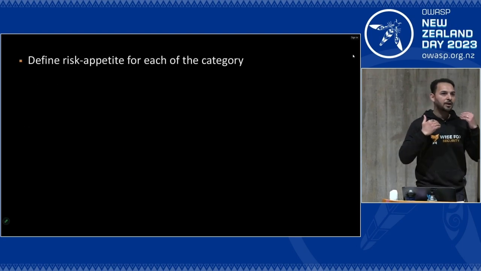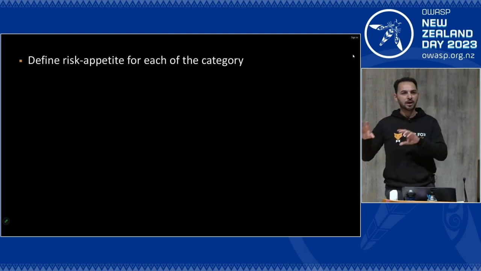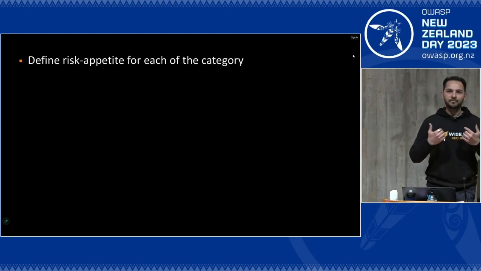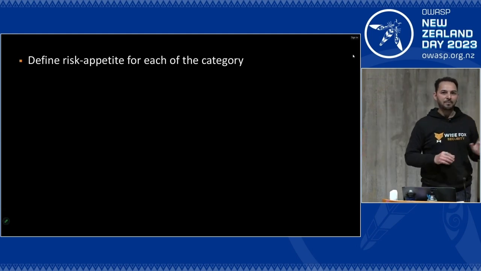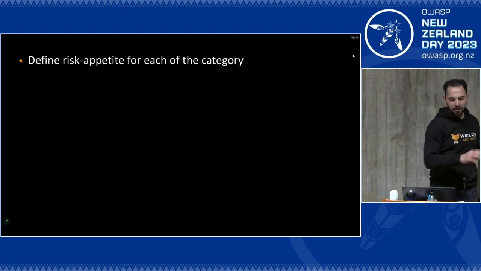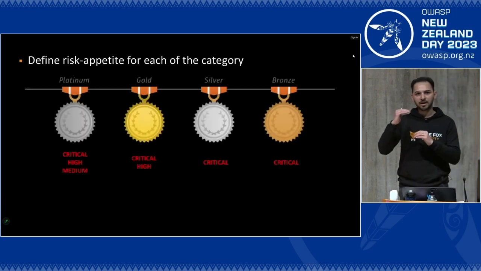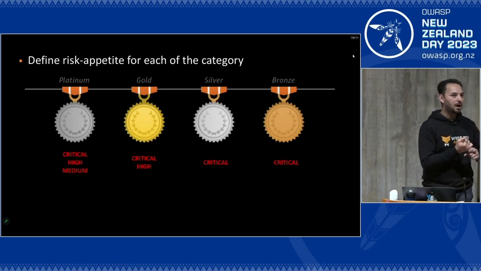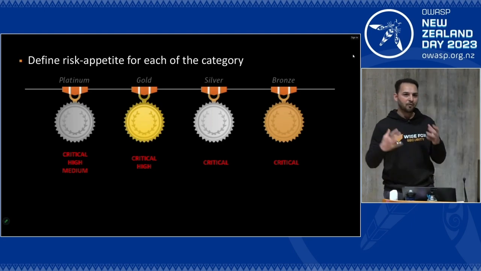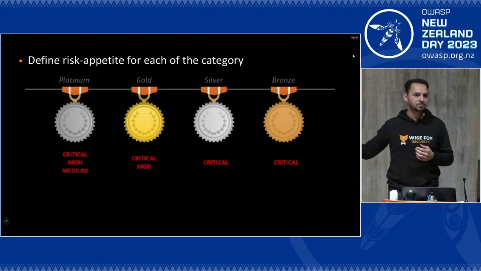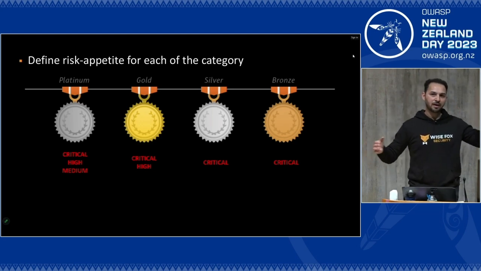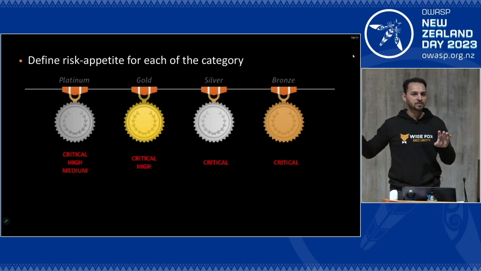Then, define risk appetite for each category. For example, as a bank, if I've got an app used by my customers that handles PII and is internet-facing, that's probably something I want to put in the platinum category, right? Because it's really, really critical. And for that application, I say if my tool detects critical, high, and medium vulnerabilities, I want to fix these before I release to production. So you can apply that model to other categories as well.